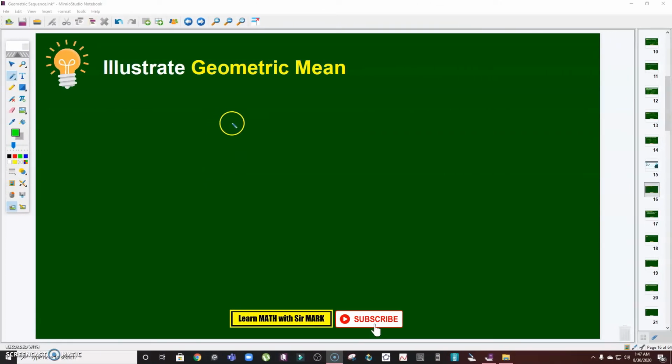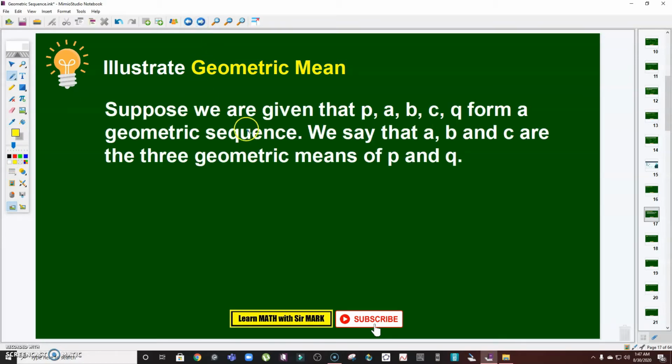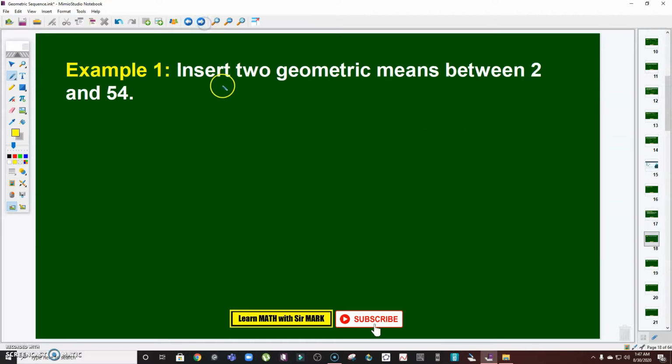Okay, so let's illustrate first what is geometric mean. Suppose we are given that P, A, B, C, and Q form a geometric sequence. So we say that A, B, and C are the three geometric means of P and Q. Okay, so let's illustrate that.